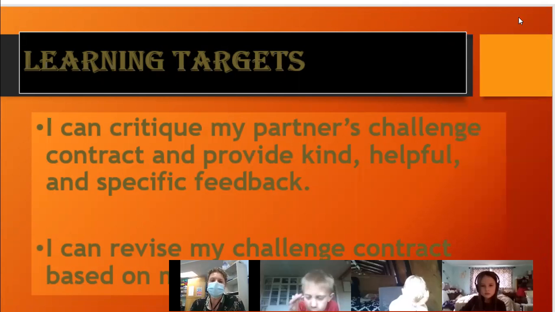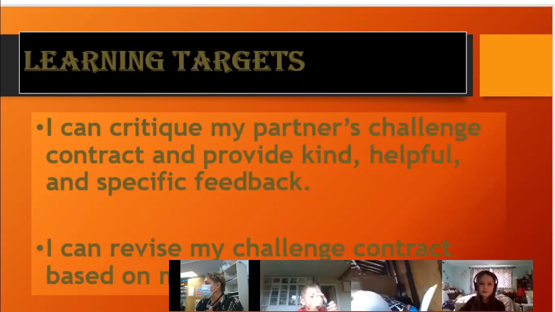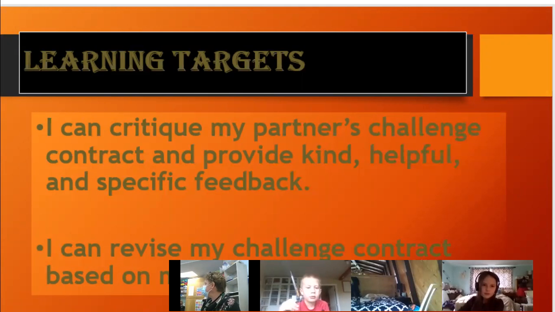I can critique my partner's challenge contract and provide kind, helpful, and specific feedback. So we have talked about that when we are really trying to help somebody else out, that we need to not only be helpful and kind, which is what we always want to do with our friends, right? But we have to give them specific things to work on. And if you just say, oh, that's great, you're not doing them a favor, are you?